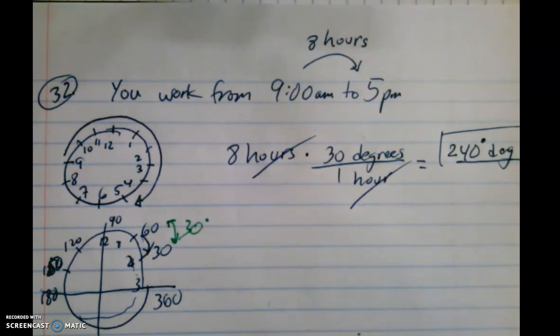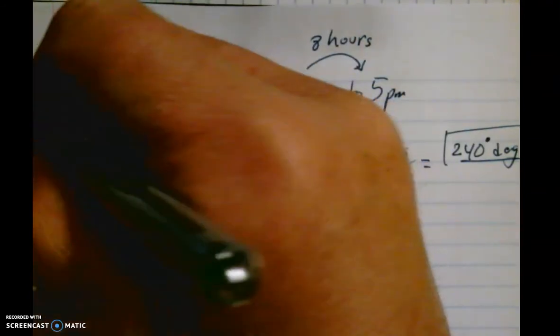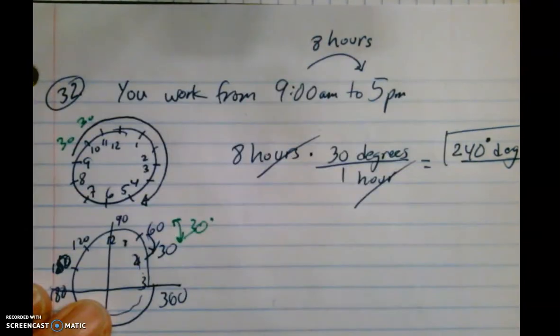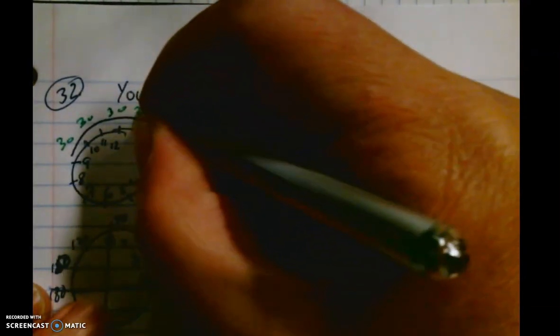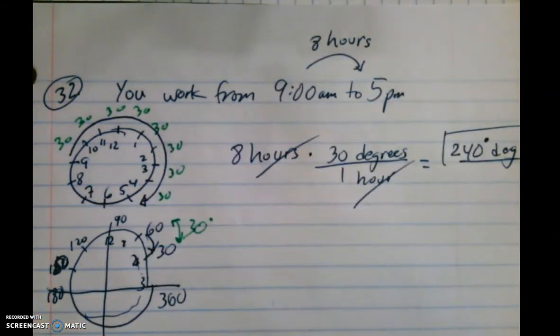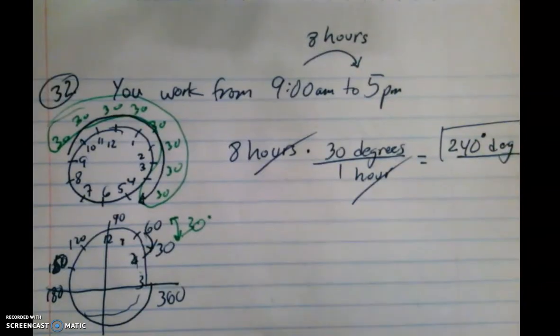Okay. If that's still a little bit tricky for you, think: from 9 to 10 it went 30 degrees, then another 30 degrees, 30 degrees, 30 degrees, 30 degrees, 30 degrees, 30 degrees, 30 degrees. And together all those 30s would give you 240.